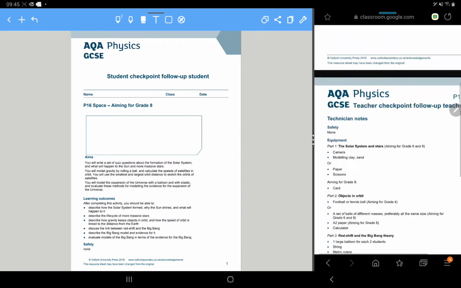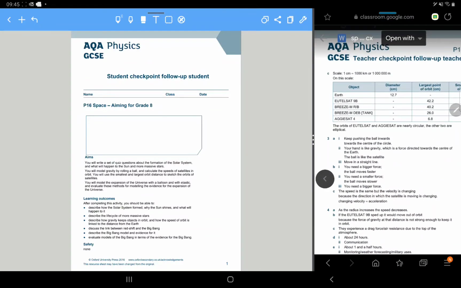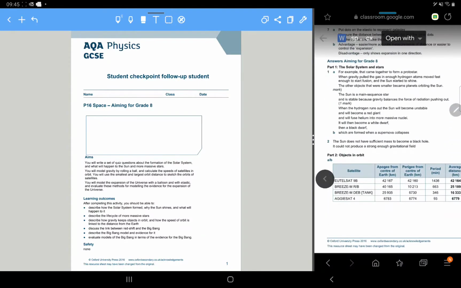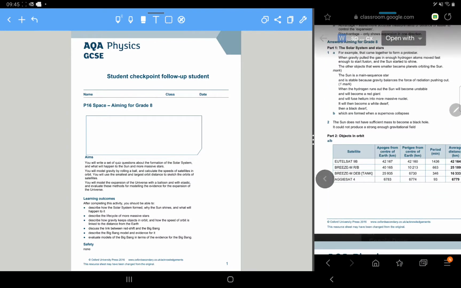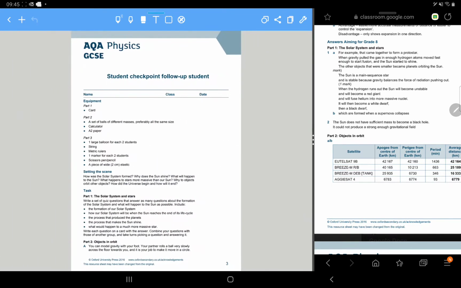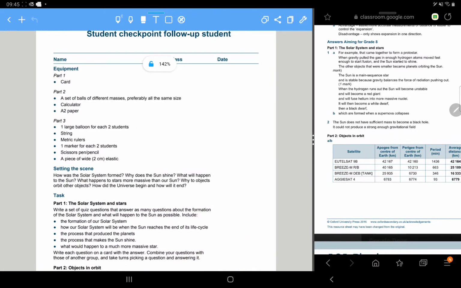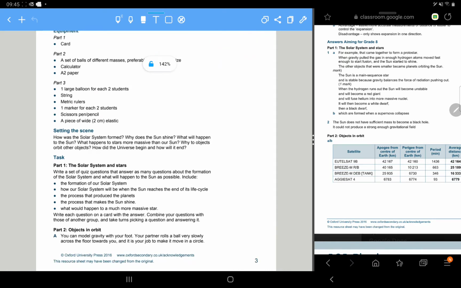Let me get the correct mark scheme thing. Okay, so the other thing that's a bit weird about these is some of these are a bit practical, and with COVID we're not able to do the practicals necessarily, so a little bit of imagination is required.